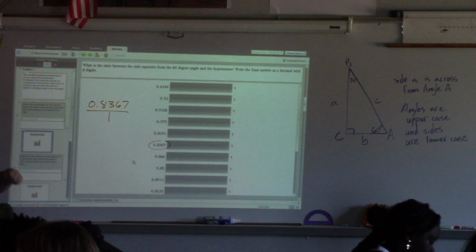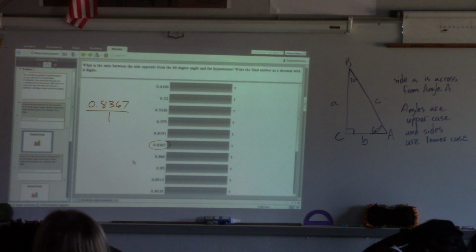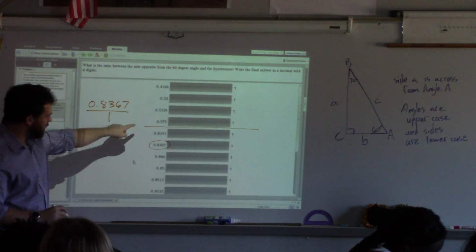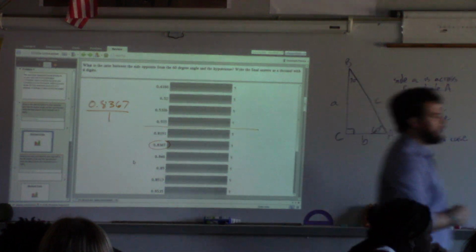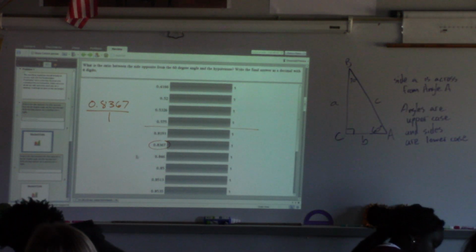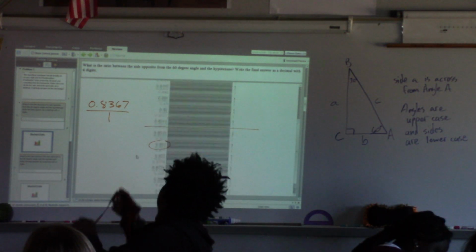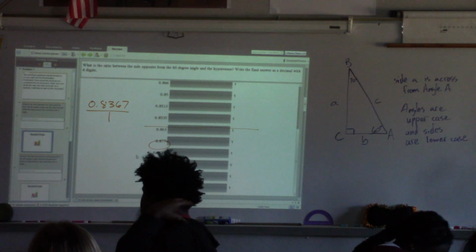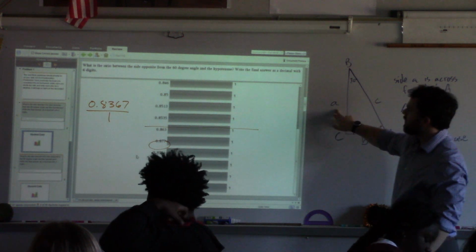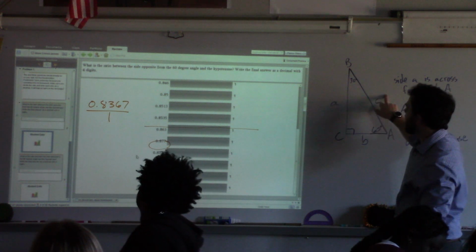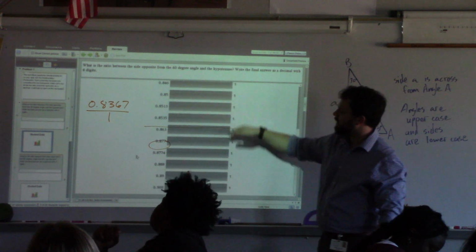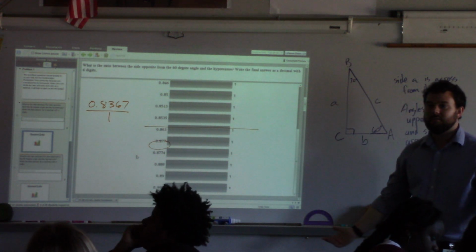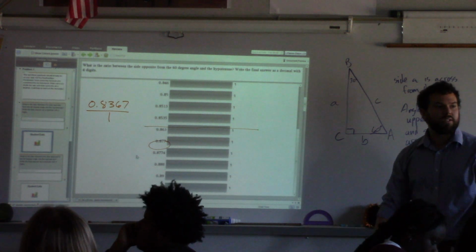Yes. Now, I see a clear divide between some of these answers. These top 4 are very different from the rest. I wonder why. Well, we're going to talk about it in a little bit, but I want you to look at the rest of those answers. In general, what do you think the side opposite the 60-degree angle divided by the hypotenuse should be? 0.8 something something. Is that what most of us got as our answer?